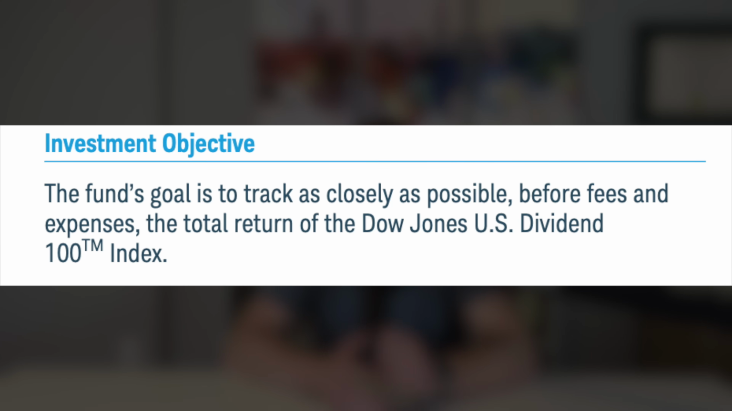Straight from the prospectus, the fund aims to track as closely as possible, before fees and expenses, the total return of the Dow Jones U.S. Dividend 100 Index. In simple terms, SCHD is an ETF index fund. It follows the performance of this specific Dow Jones Dividend Index, which is made up of high-quality U.S. companies with strong histories of paying out dividends. For the everyday investor, this index offers a passive way to invest. In other words, when you buy shares of SCHD, you're letting the index do the work for you, picking stocks and rebalancing the portfolio based on its stated criteria.